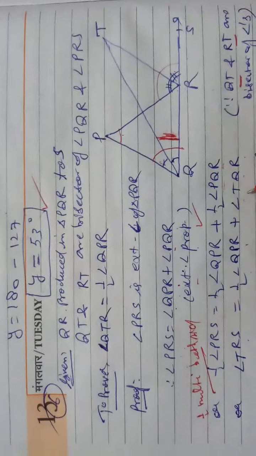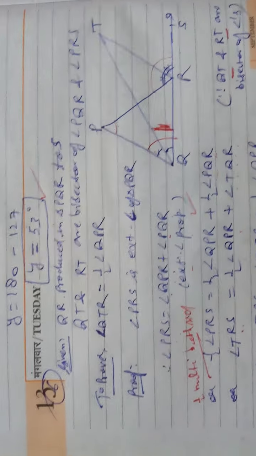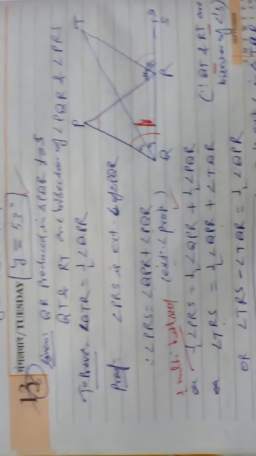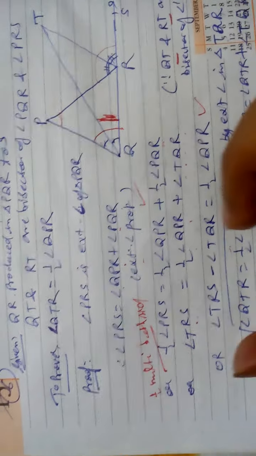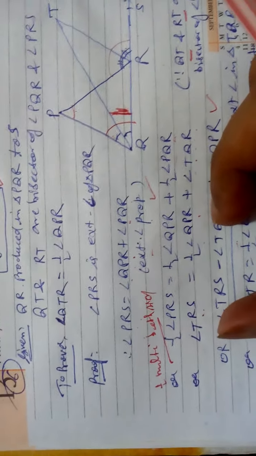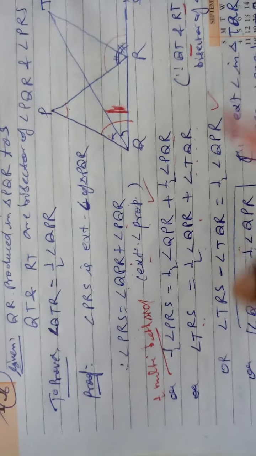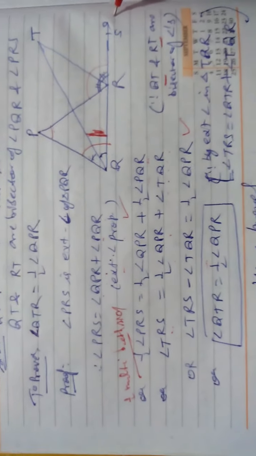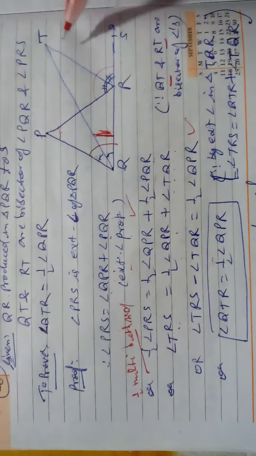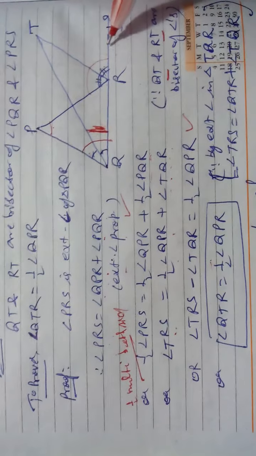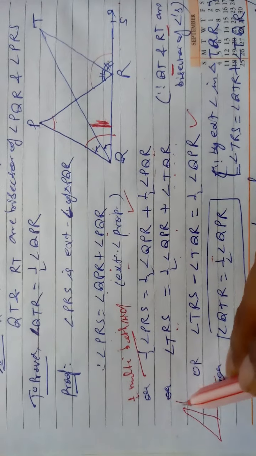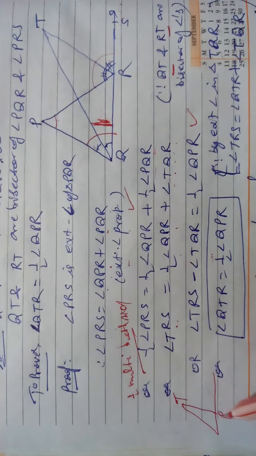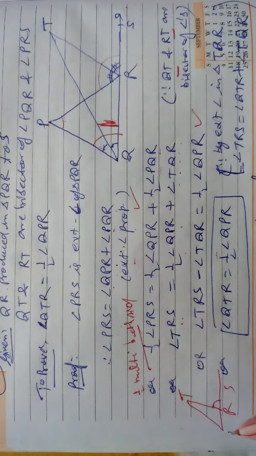So in the place of half PQR, write TQR: TRS equals half QPR plus TQR. Transposing TQR from right to left, TRS minus TQR is equal to half QPR. Now where do you see this? It is an angle of triangle TQR. TRS is the exterior angle of triangle TQR. Like this you can see, TRS and TQR.